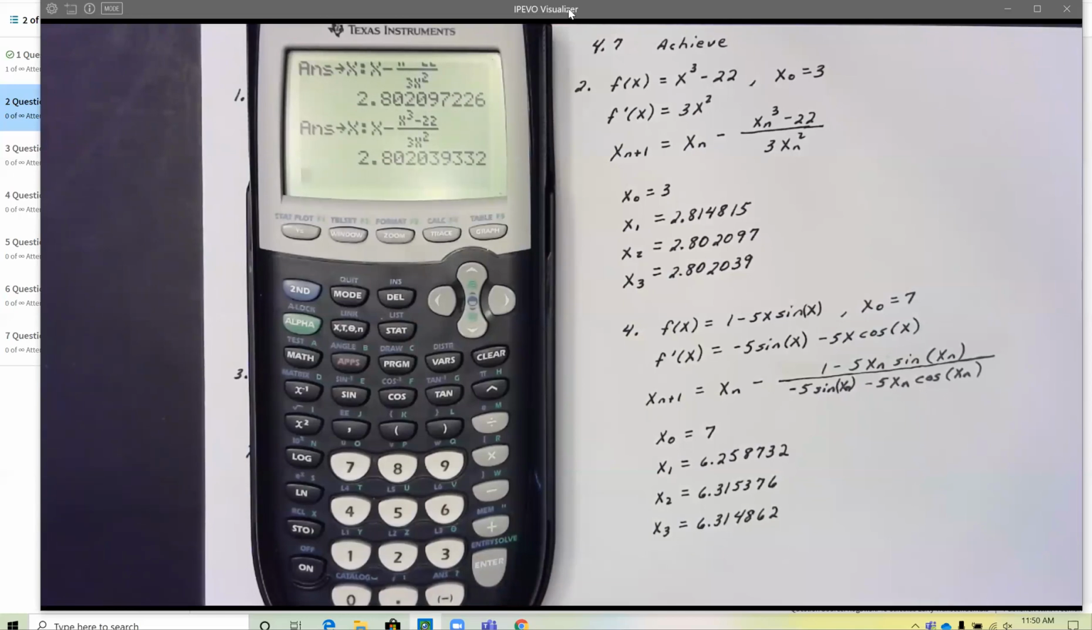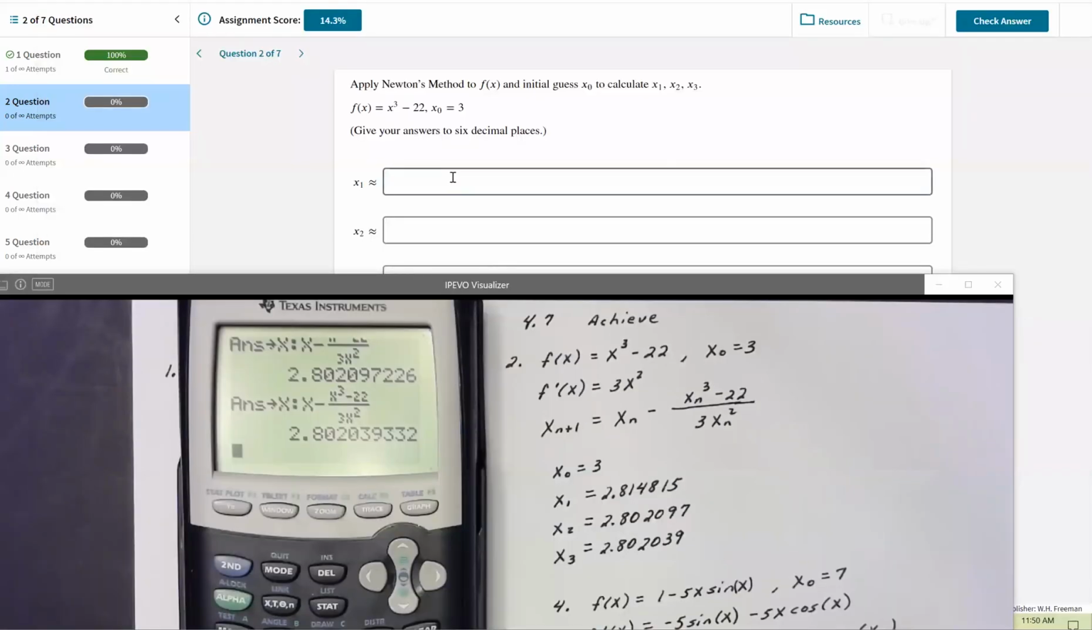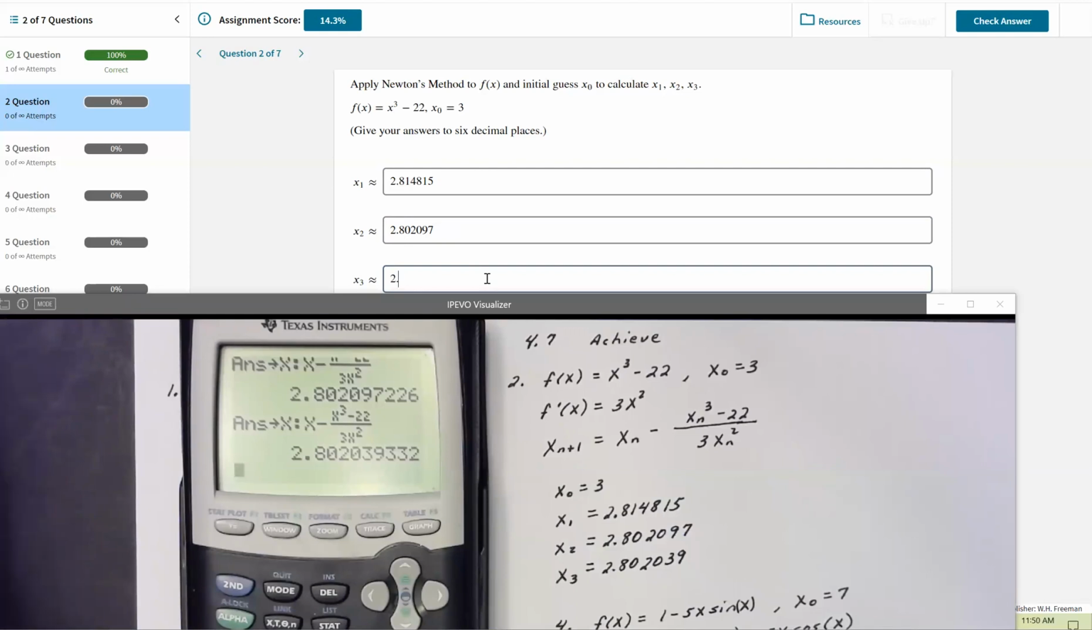So you just take those 3 answers, which I have all written here on the paper, and we enter them all in. So we know our first refined guess was the 2.814815. Our second refined guess was the 2.802097. And our third refined guess here was our 2.802039.